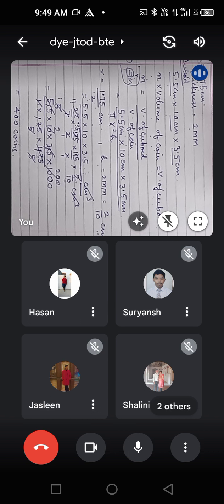If the height of the conical heap is 24 centimeter, find the radius and slant height of the heap. Question is clear?